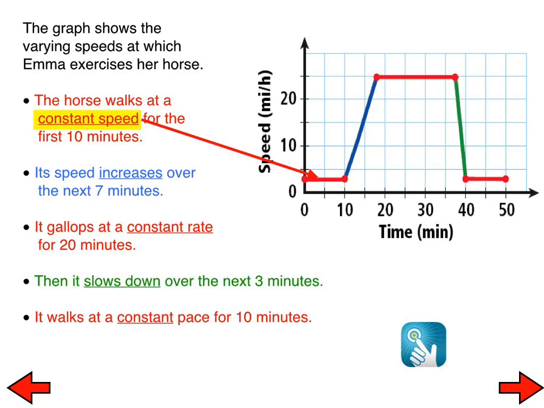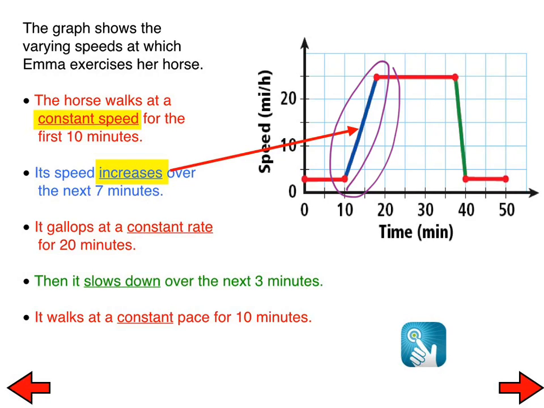The next part, the speed is increasing over the next 7 minutes. How do I know it's increasing? The speed is increasing because the speed is going uphill. How do I know that it's for 7 minutes? Well, because on our time axis, it started at 10 and it's going till about 17. That's 7 minutes from there to there. And by the way, as I'm doing this, you should be drawing arrows like I'm doing in your notes.